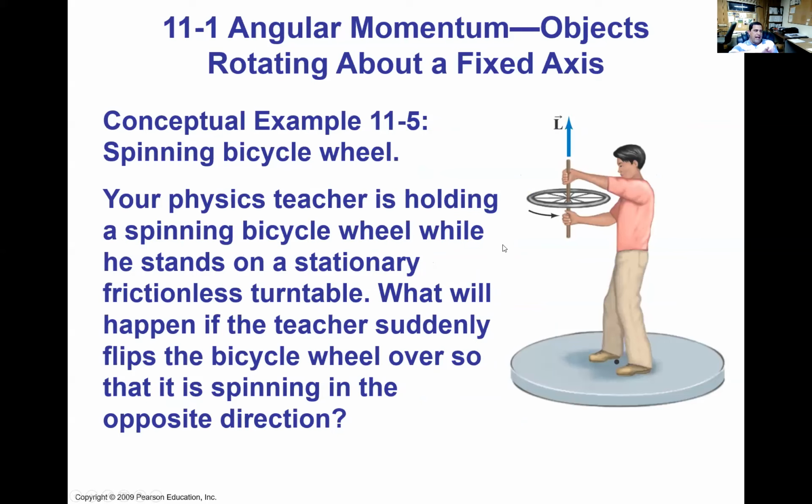What would happen if I took that wheel that's spinning one direction? So in this case, looking down on the top of it, it would be spinning counterclockwise. If I suddenly flip it over so that the wheel starts spinning in the opposite direction, what would happen to me on the platform? Well, I would start spinning in the direction that the wheel was originally spinning, but probably quite a bit slower, or at least slower, right?